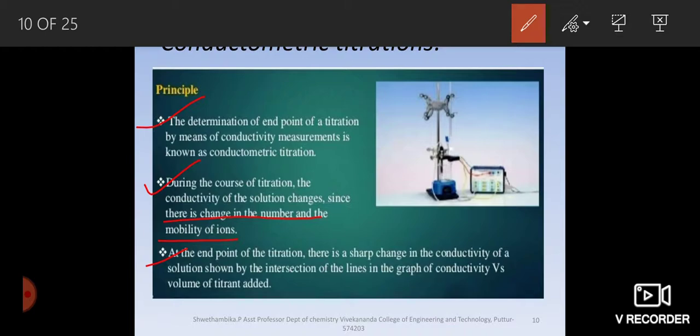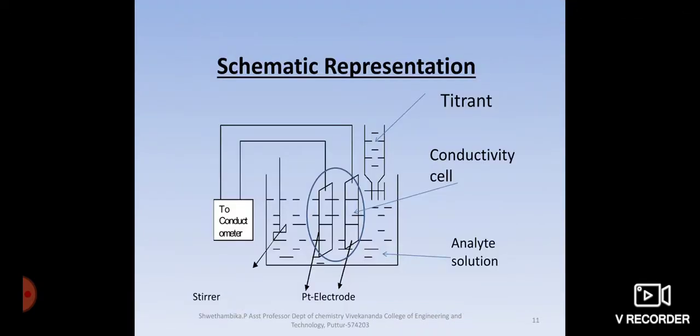Then we have to draw, at the end point of the titration, there is a sharp change in the conductivity of the solution observed, which is shown by intersection of the lines in the graph of conductivity versus volume of the titrant. So in the third step after the titration, you have to draw a graph of conductance versus volume. We would be getting some lines, and from that point of intersection of the lines we can locate the end point. This is the generalized principle of any conductometric titrations.